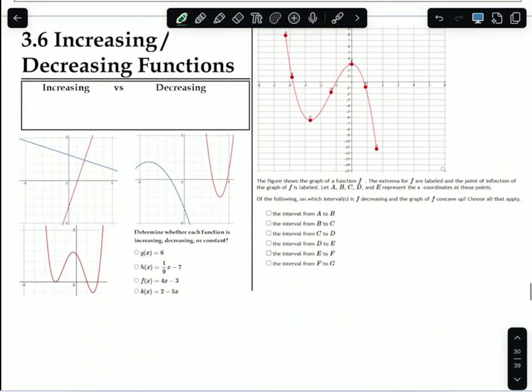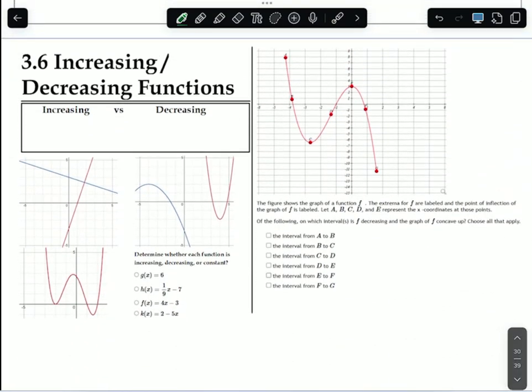All right, there's a couple things in 3.6. We'll talk about one of them here in this part, and then in the next part we'll talk about the other. But when you're in AP Pre-Calc, one of the hardest things that students have found is discriminating between where a function's increasing and decreasing versus where its rate of change is increasing and decreasing. So notice the slight difference in how I'm describing that.